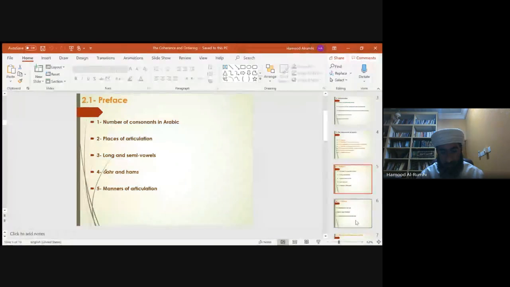So let's start with the short preface of phonetic subjects. Some classical grammatical treatises comprise an introduction containing the headings of the phonetic topics discussed in these treatises. When considering the topics that are included in this introduction, one notices that their headings are as follows: numbers of consonants in Arabic, places of articulation, long and thin vowels, jahr and hams, and manners of articulation.